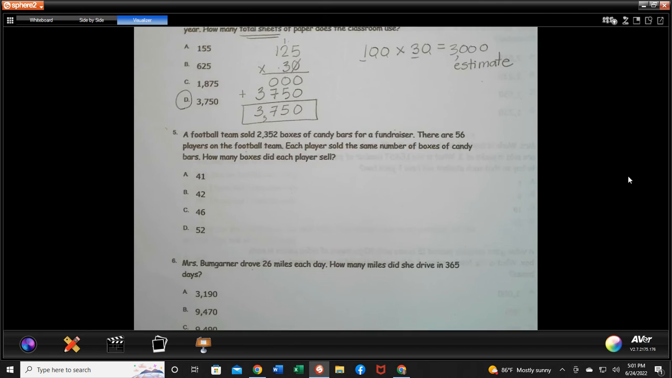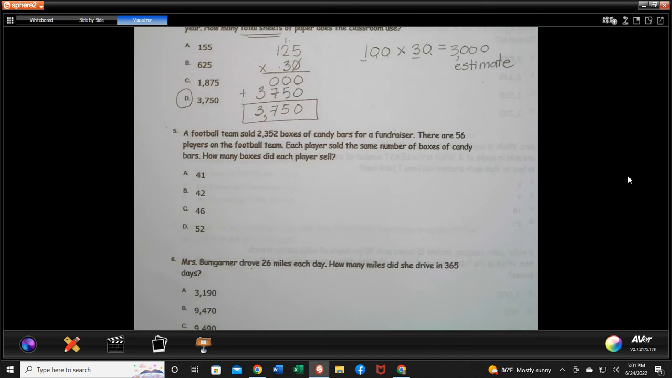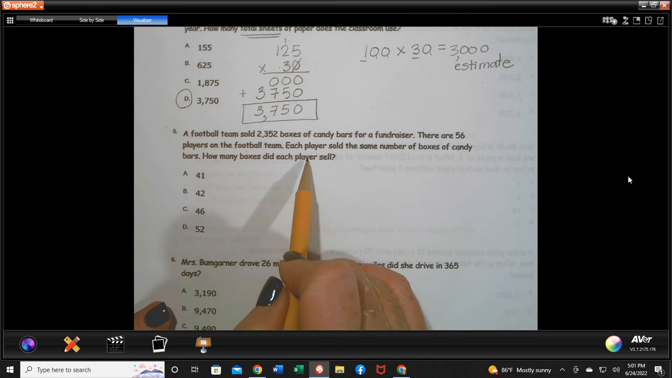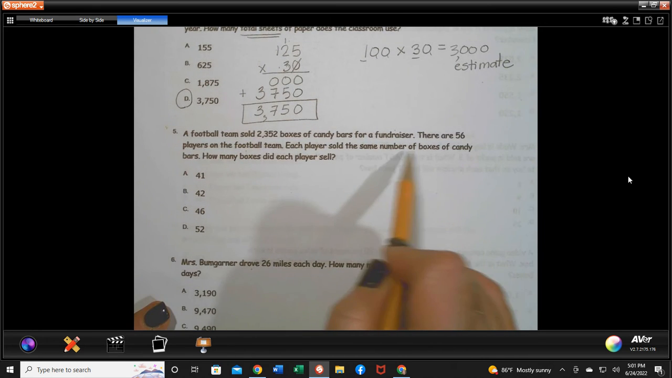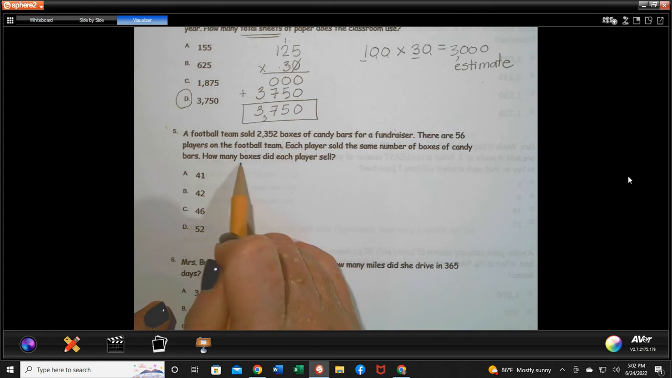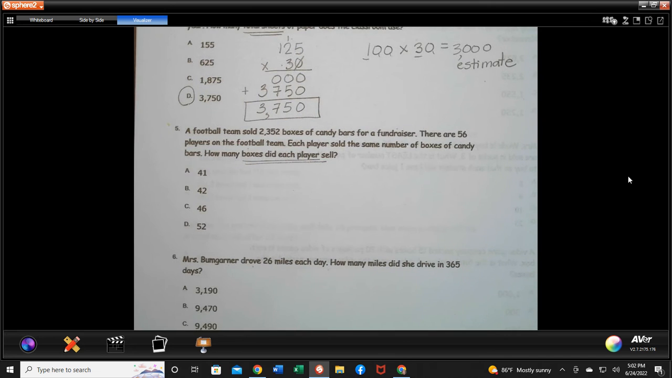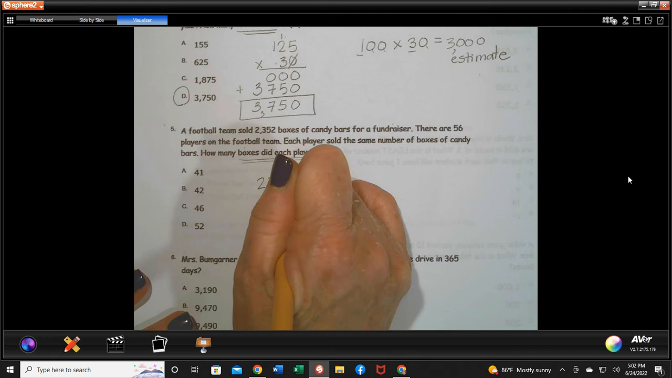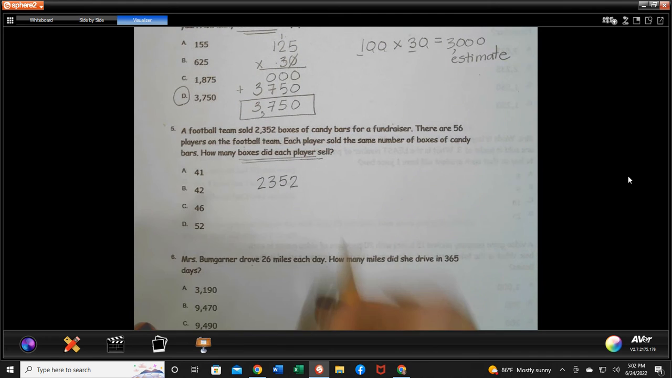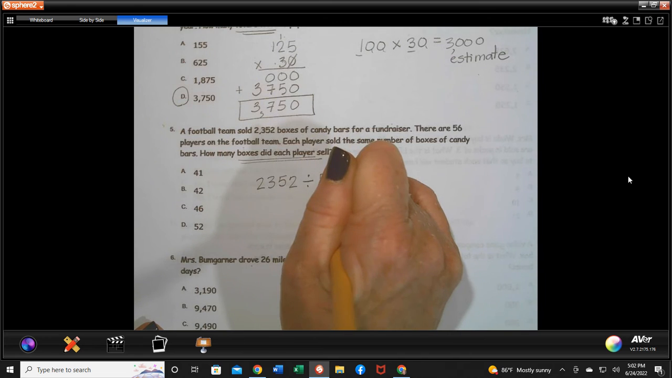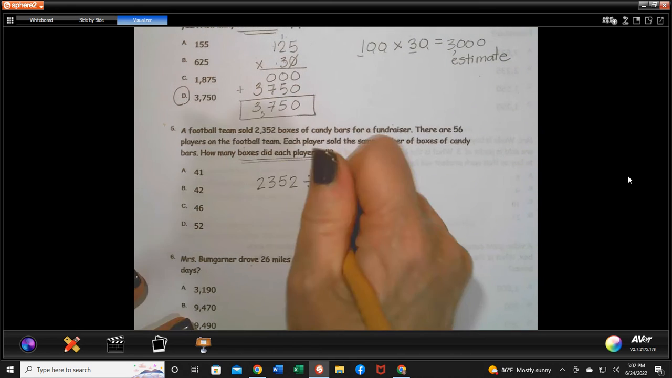All right, number 5. A football team sold 2,352 boxes of candy for a fundraiser. There are 56 players on the football team. Each player sold the same number of boxes of candy. How many boxes did each player sell? So I want to know how many boxes each player sold. So I know the total amount, 2,352. And if there are 56 players and they're all selling the same amount, we're dividing those candy bars up into 56 groups. All right, I'm going to get a quick estimate.